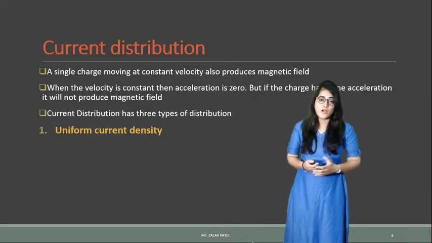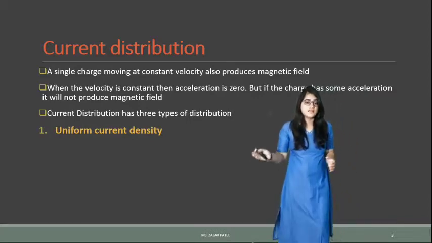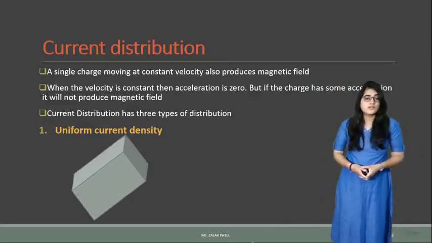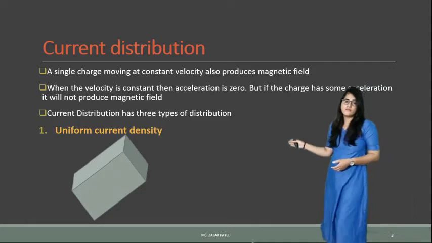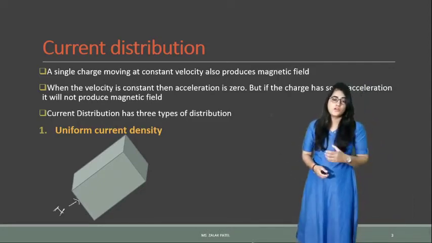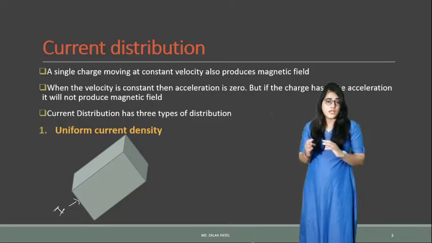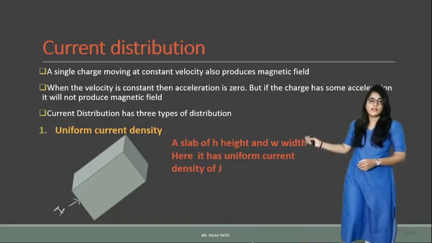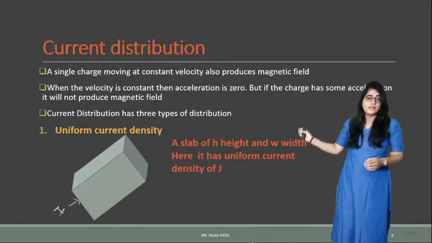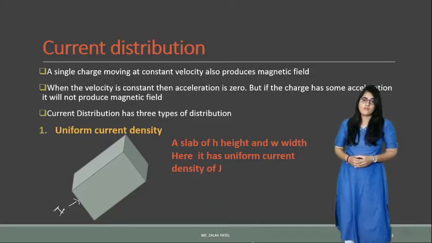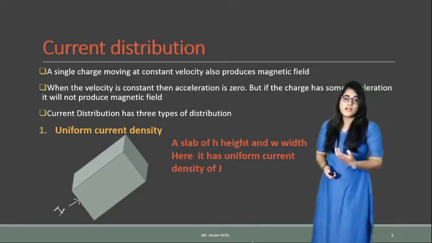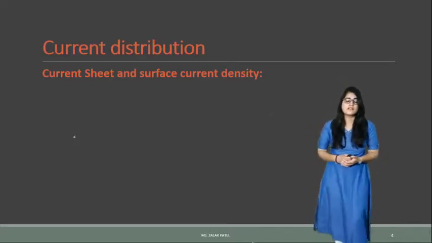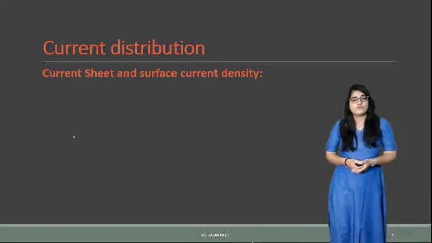The first type is uniform current distribution or uniform current density, meaning over the complete filament the current is constant. For uniform current density, consider one box. For this particular cube, the current flowing is denoted by I. Here we can say that for a slab of height h and width w, the uniform current density can be denoted by J.